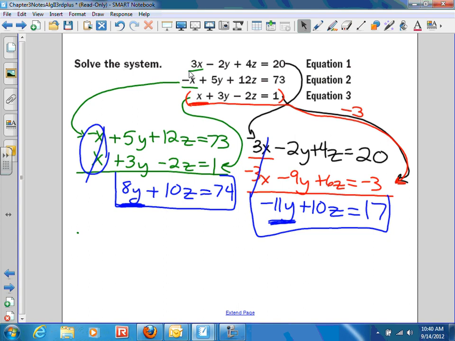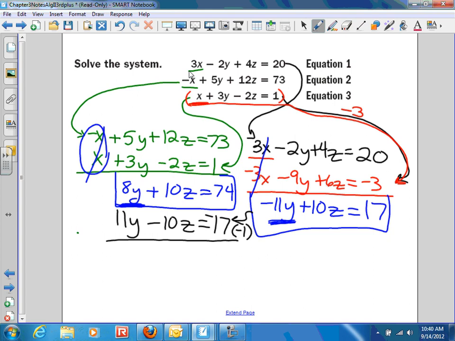I'm going to bring this one underneath the other one, and they are both positive z's, though, so what I'm going to be doing to it is I'm going to be multiplying it by a -1. That way I have opposites. So -1 times -11 is positive 11 on the y's. -1 times 10z is the -10z, that way those will cancel. And then -1 times 17 is -17.